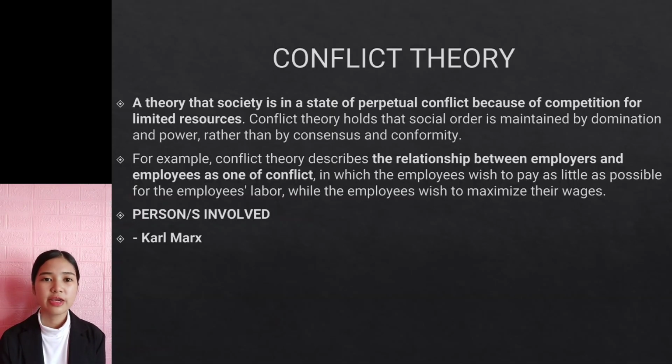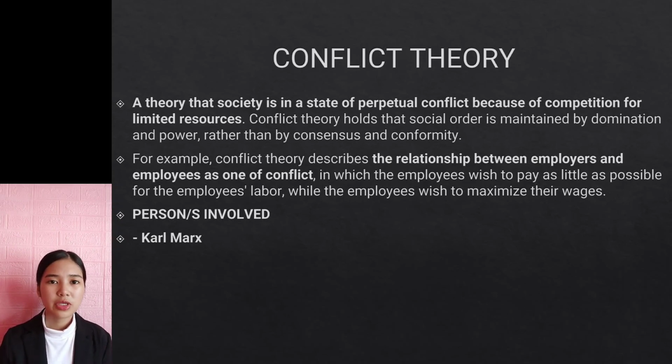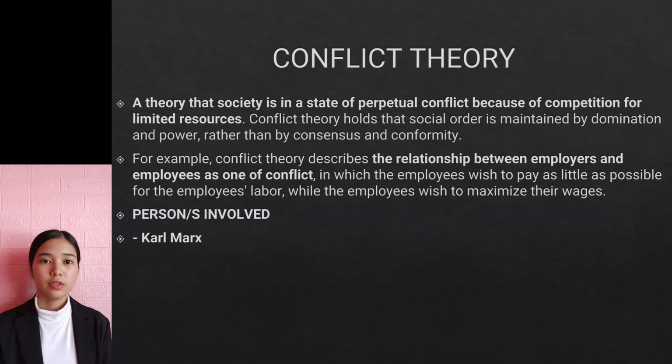Next is conflict theory. A theory that a society is in a state of perpetual conflict because of competition for limited resources. Conflict theory holds that social order is maintained by domination and power rather than by consensus or conformity. So, for example, conflict theory describes the relationship between employers and employees as one of conflict, in which the employers wish to pay as little as possible for the employees' labor, while the employees wish to maximize their wages. So these are real-life examples of conflict theory.